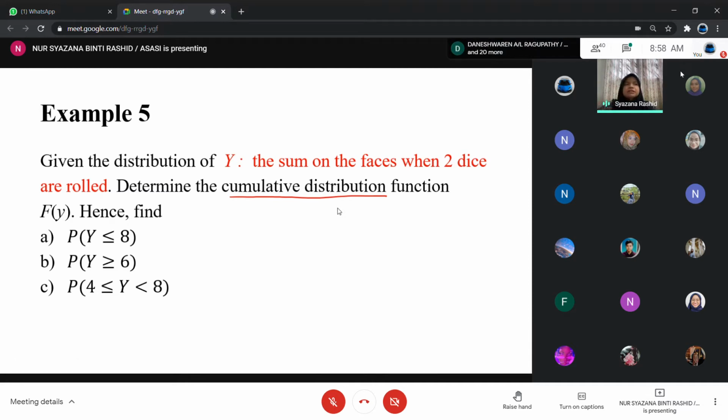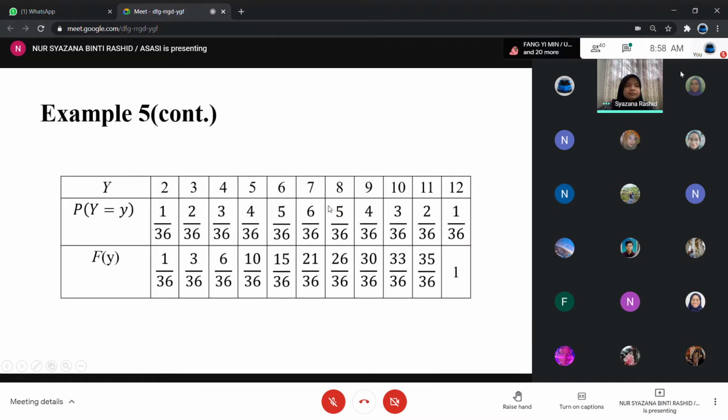Okay, first kita tengok dulu cumulative distribution. So I will continue from the previous table. Okay, tambah je lagi satu. So this is probability Y less than equals to y. Okay, so kalau you nak tengok F8, you akan tengok kat sini lah.